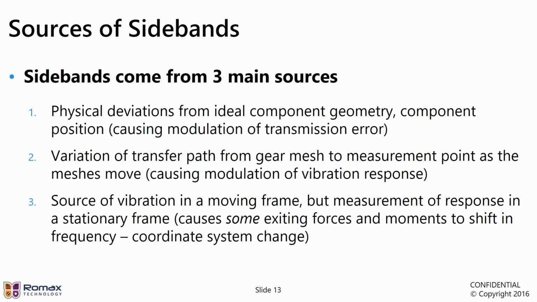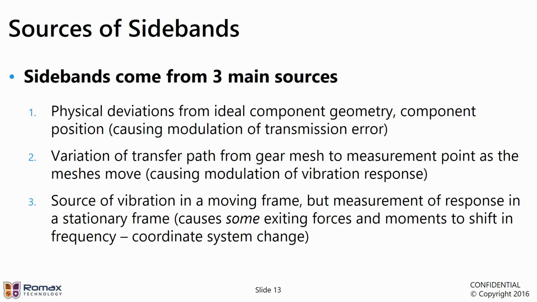The second class are caused by variations in the modulation of the vibration response, and this is due to the fact that as the system rotates, the gear meshes move their position within the gearbox. And therefore the path from those gears to wherever you are measuring, whether that's an accelerometer on the housing, a microphone, or even your ears as you listen to the noise from the gearbox, that transfer path changes as the system rotates and the meshes move.